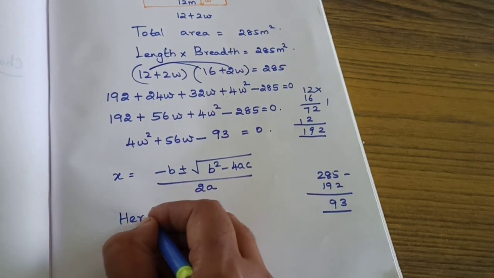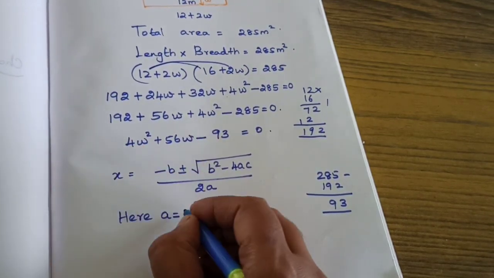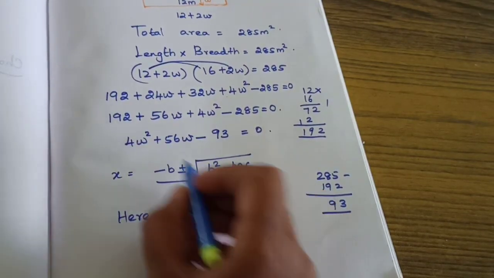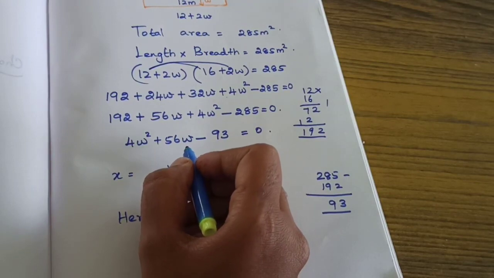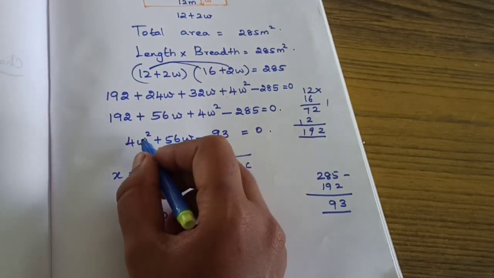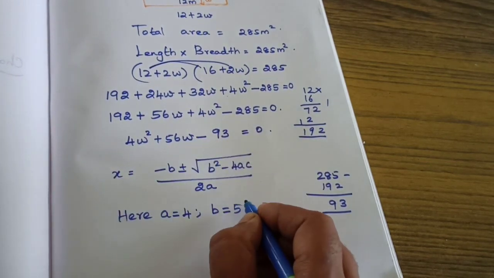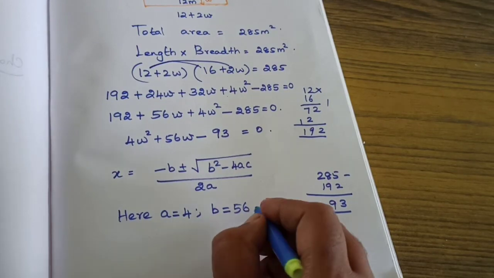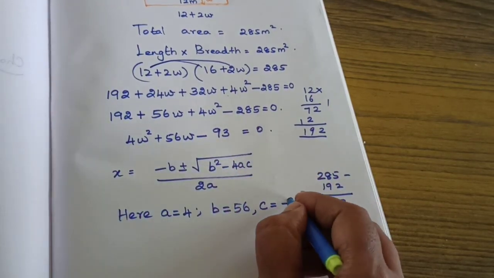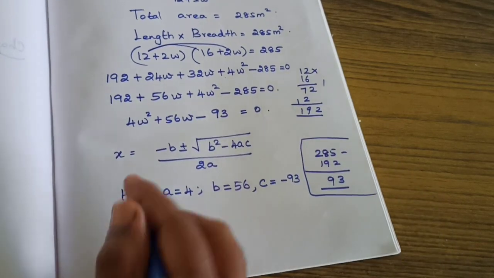So here a is equal to, a means coefficient of w square, so 4. Then b is equal to coefficient of w. Here the variable is w, no? Normally we will say the coefficient of x square and x. Now here variable w. So coefficient of w square is 4. Coefficient of w is b. That means 56. Now c. C means constant term. What is the constant term here? Minus 93.